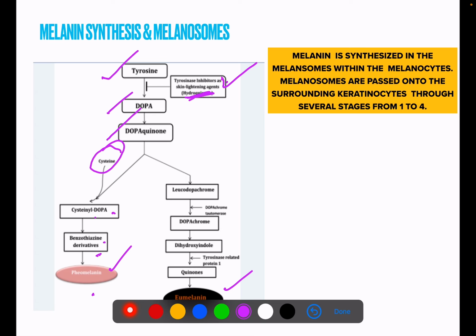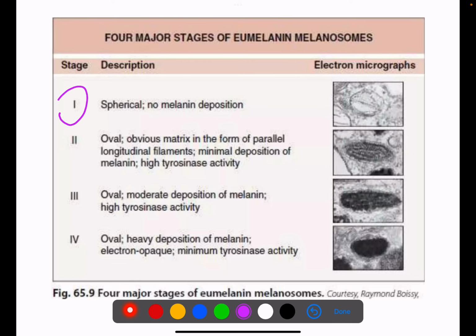So leukodopachrome, then here dopachrome tautomerase acts, forming only dopachrome. Carboxylic acid is removed. Then dihydroxyindole. Then tyrosinase related protein 1 forms quinones. Quinones form eumelanin. So what is typing? Melanin is synthesized within the melanocyte. Melanosomes are passed on to surrounding keratinocytes through several stages from 1 to 4. And we'll talk about stages later. So these are stages of eumelanin melanosomes.